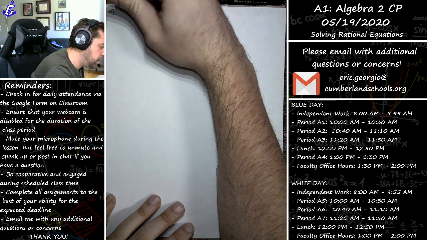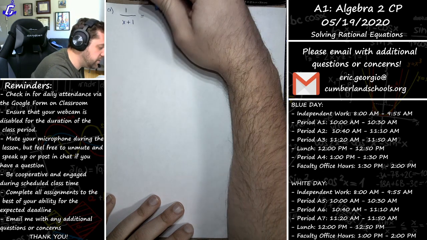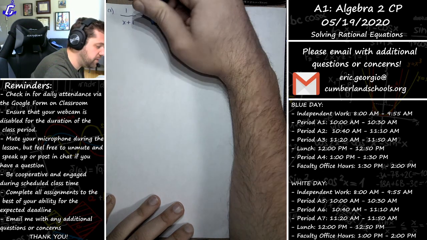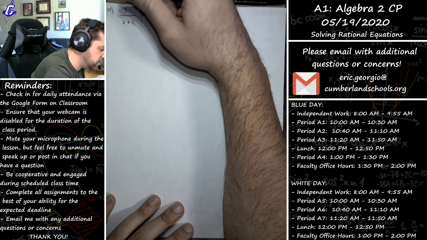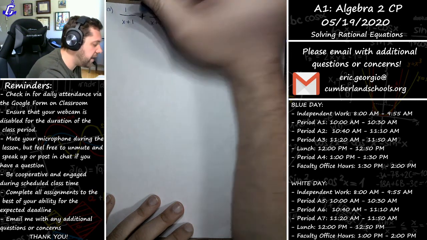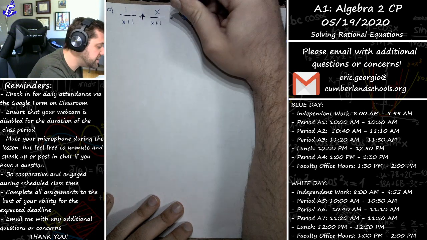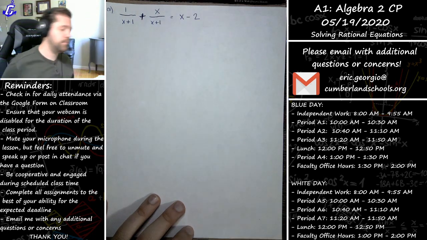How about 1 over x plus 1 is equal to x over x plus 1. Oh, sorry, not equal to. My fault. Plus. So we have 1 over x plus 1 plus x over x plus 1 is equal to x minus 2. Okay?